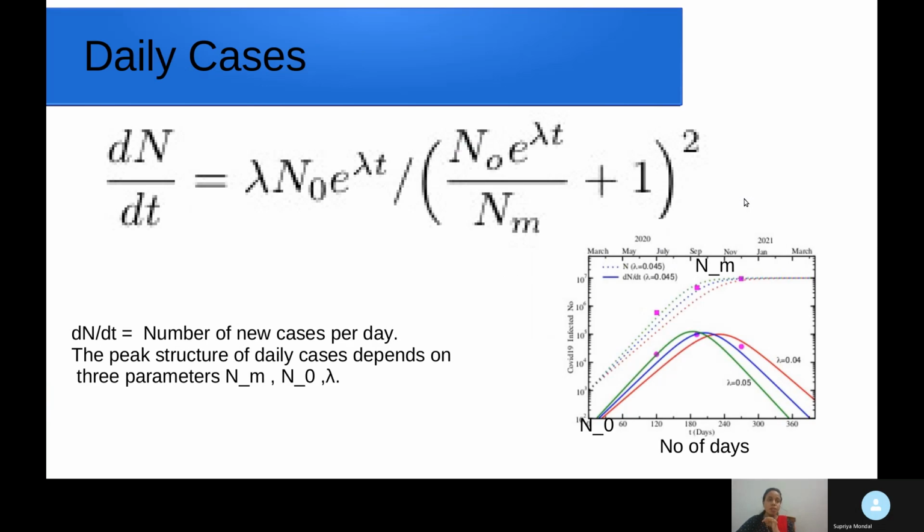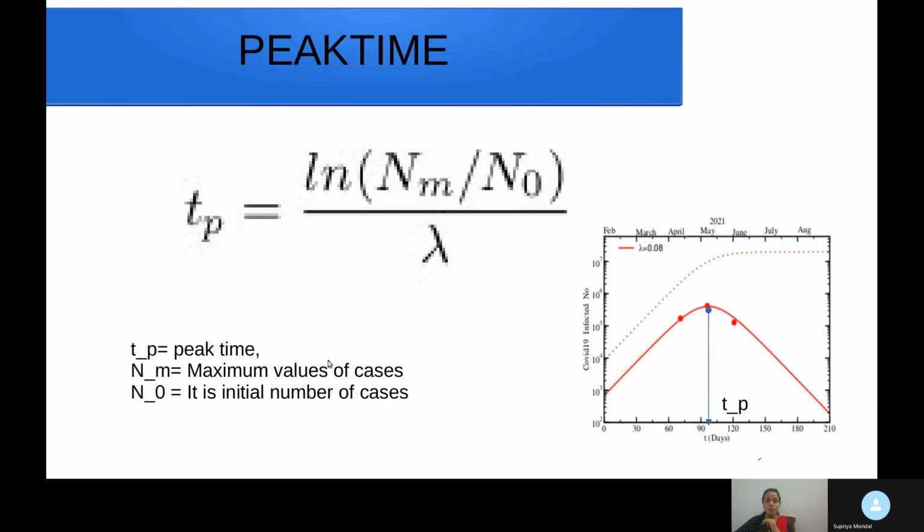If we take the derivative, dN/dt, we get lambda N0 e to the power lambda t, divided by N0 e to the power lambda t by Nm plus 1, whole squared. Here dN/dt represents the daily cases, the number of new cases per day. So we see that the cases increase exponentially, after some time reach the peak value, and after that start to decrease. This depends on the initial number of cases N0, the maximum cases Nm, and the growth parameter lambda.